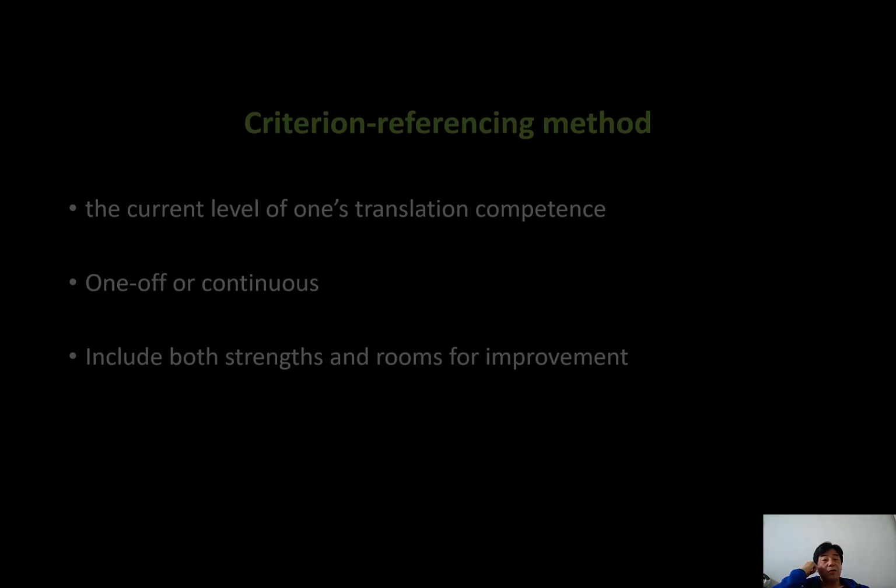On the contrary, criterion referencing method is still in the process of development, but this aims to understand the current level of usually novice translation competence, so that it enables them to understand where they stand in the pathways of translation expertise. And it can be used for one-off testing, for example, or continuous as a means of formative assessment. And if a designer can devise a way, it can include both strengths and rooms of improvements.